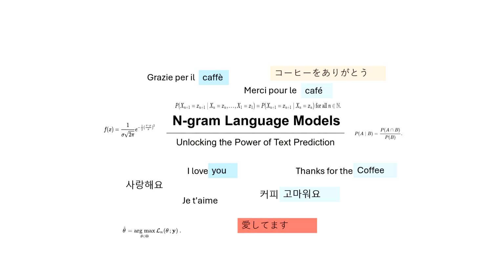Today I'm going to be talking about n-gram language models, unlocking the power of text prediction. This is a precursor to more advanced LLMs, but it's going to contain concepts that are pretty important and foundational to more advanced ideas.